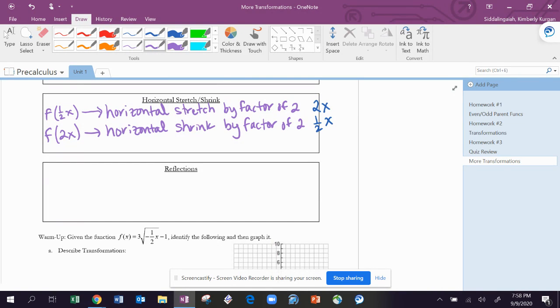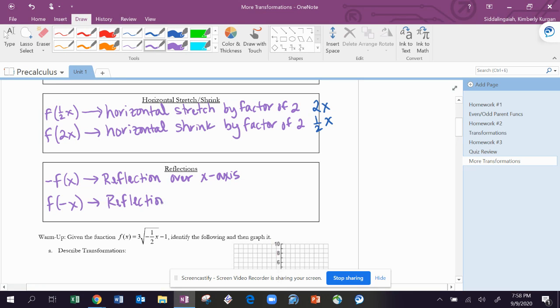Right, last one is reflections. It is also somewhat counterintuitive in that negative f of x affects the y coordinates. So that means that actually it's a reflection over the x-axis. And if the negative sign is inside, that affects the x coordinates. So it's a reflection over the y-axis.